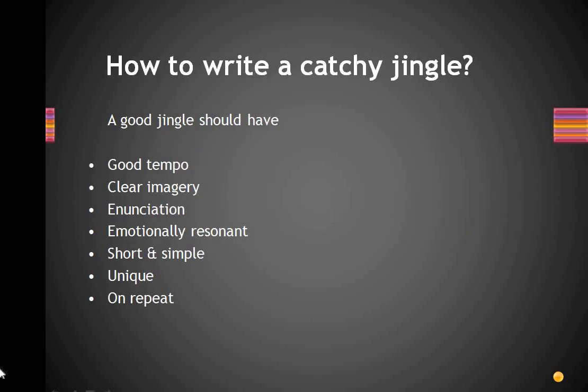How to write a catchy jingle. A good jingle should have good tempo, clear imagery, enunciation, be emotionally resonant, short and simple, unique, and on repeat.